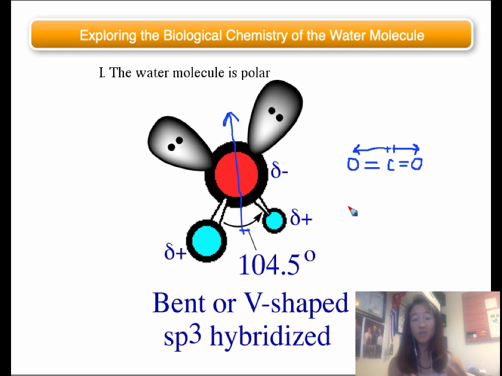So we've looked at these sort of intramolecular interactions, that is, interactions within the molecule of water, say the covalent bond here between the oxygen and the hydrogen.